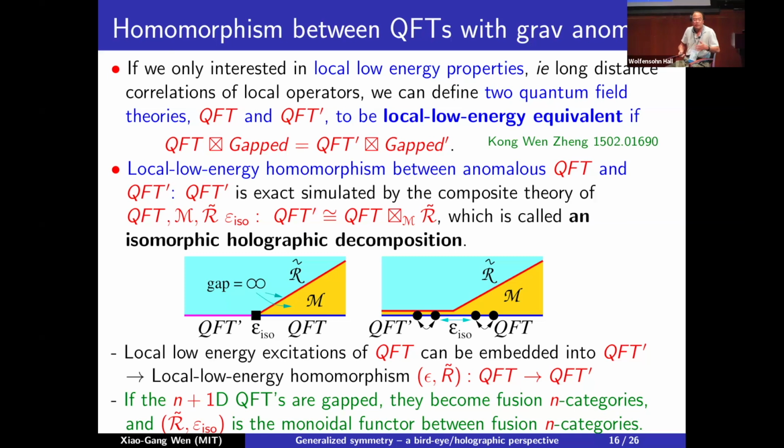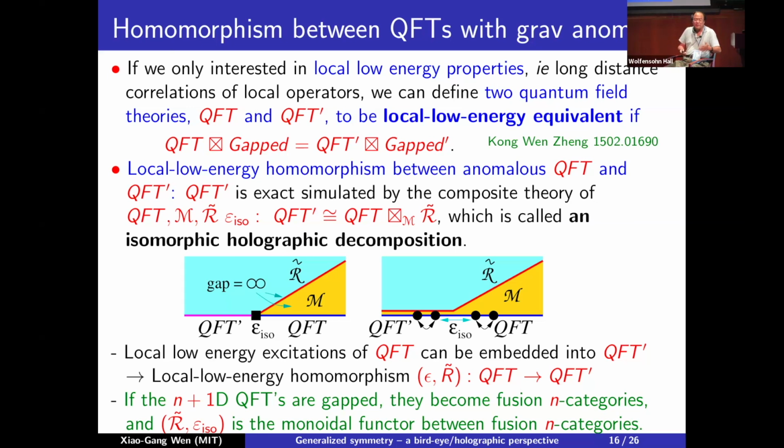And this definition is actually pretty reasonable in the sense that if both QFTs are gapped, then their excitations are described by fusion n-categories. Then this homomorphism becomes a homomorphism of fusion n-categories, which turns out to be a functor between fusion n-categories. This definition naturally produces the functor between fusion n-categories in the mathematical sense. And we say that, well, this picture even works for a gapless system. So that defines the homomorphism of a quantum field theory.